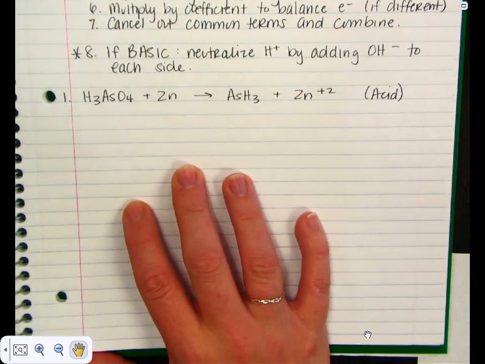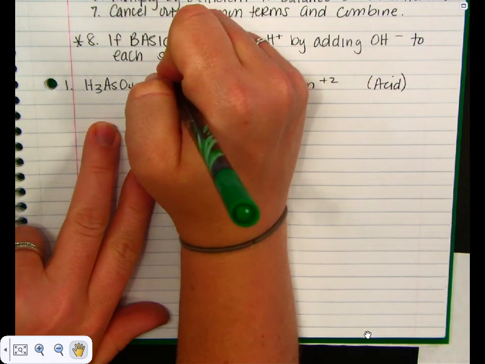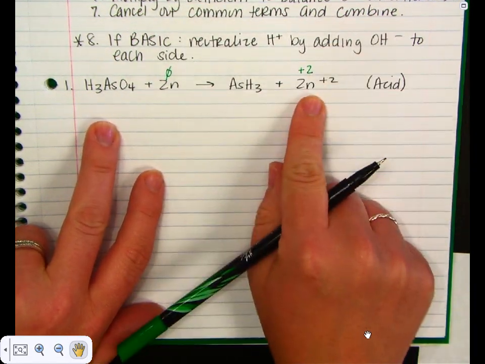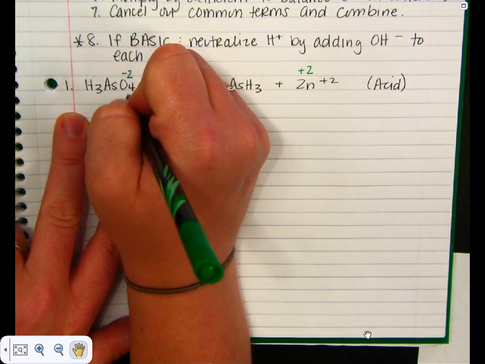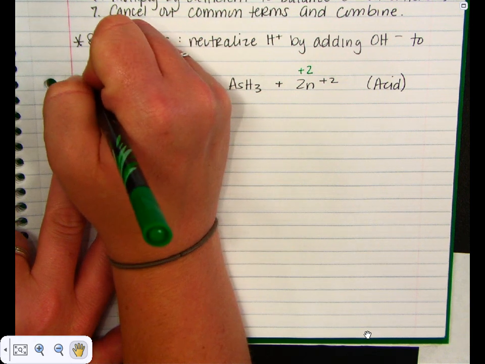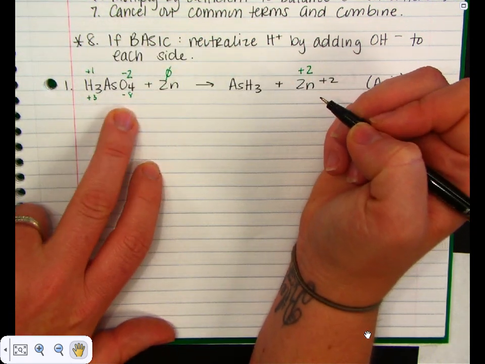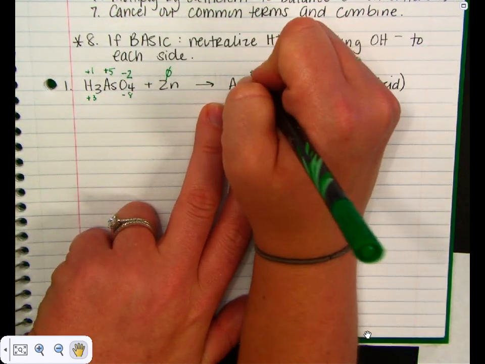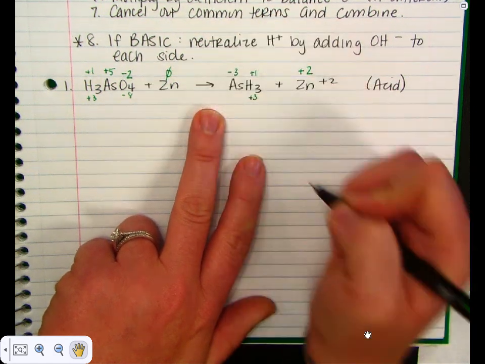So for this first one, we're going to start by writing our oxidation numbers of each part. So first I know the zinc is 0. This zinc is +2 because it tells me so. My oxygen here is -2, so that's going to make this -8. My hydrogen is +1. This is going to make this +3. So -8 and +3, this is going to have to be +5. All right, then over here, this is +1, so +3, so this is going to have to be -3.